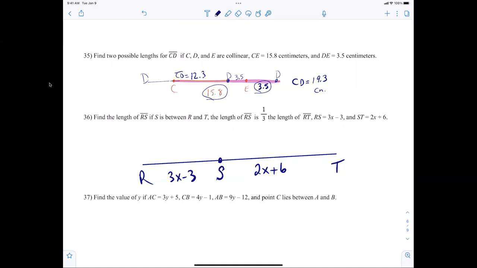Equals what? Well, I don't know why it's 9. How did you get 9x minus 9? I don't see that anywhere.